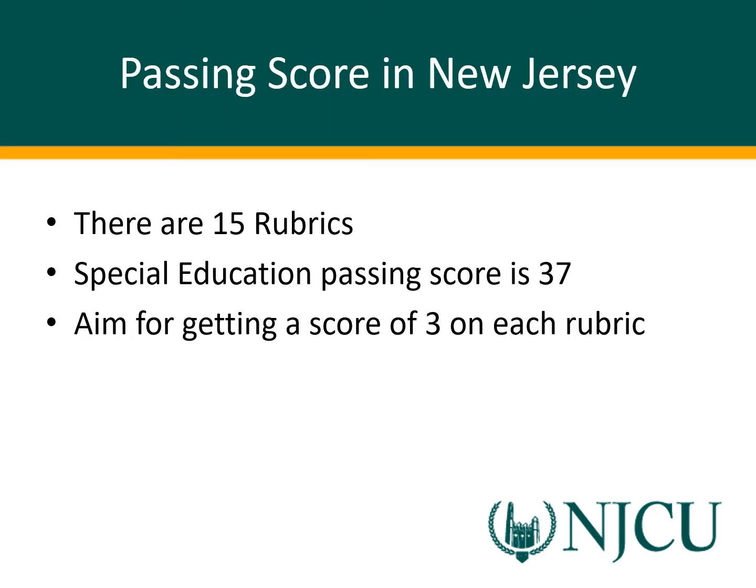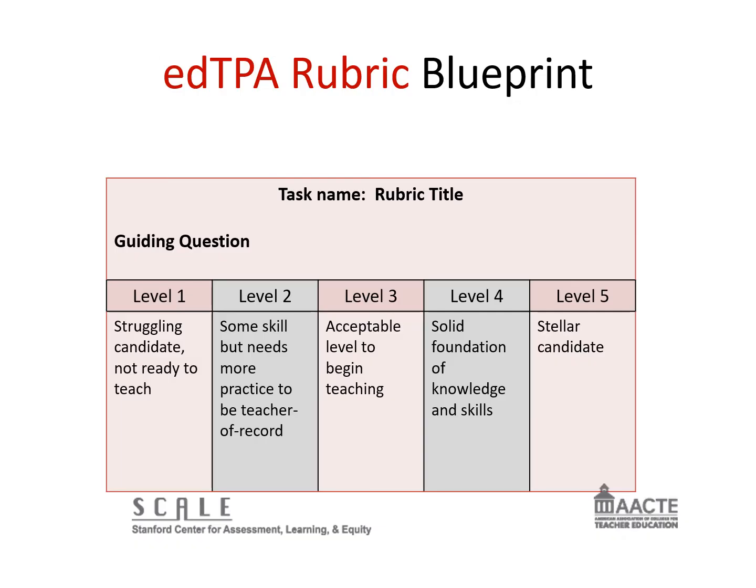The passing score in New Jersey is a 37. There are 15 rubrics, so I recommend that you aim for getting a score of 3 on each rubric. This is an example of the rubric. So it's a 5-level rubric.